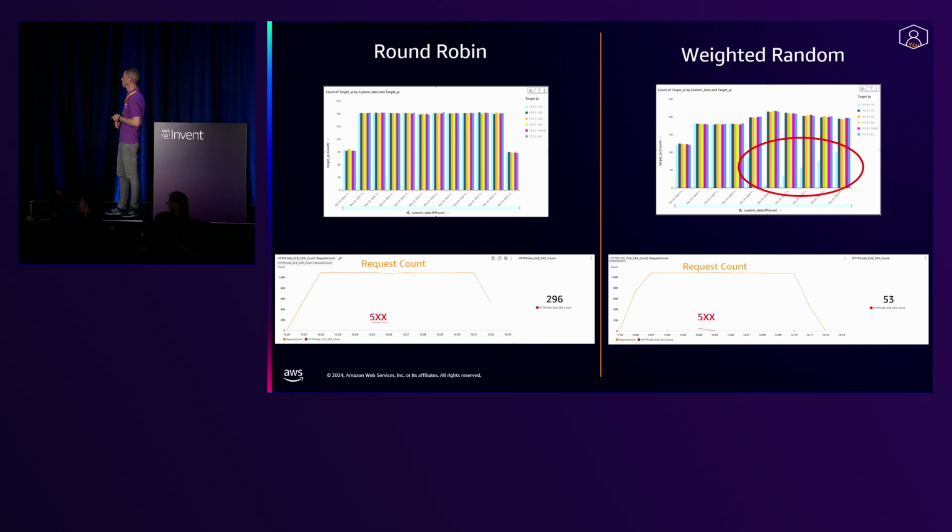Then, as soon as I restarted the service on the target, you can see how the ELB is gradually increasing the traffic again to the anomalous target. And this is done for an increased availability of the service. In fact, the number of 5xx errors was reduced.